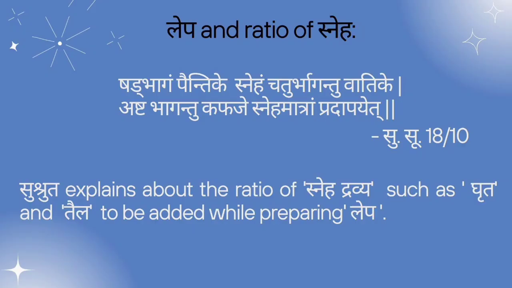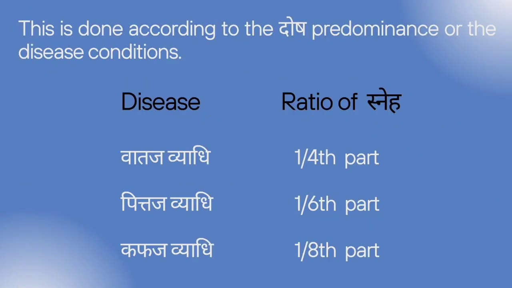Lepa and ratio of Sneha. According to Sushruta Sutra 18/10, Sushruta explains the ratio of Sneha Dravya such as Grita and Taila to be added while preparing. This is done according to dosha predominance or the disease conditions. This is the ratio of Sneha: Vataja Vyadhi 1/4 part, Pittaja Vyadhi 1/6 part, Kaphaja Vyadhi 1/8 part.